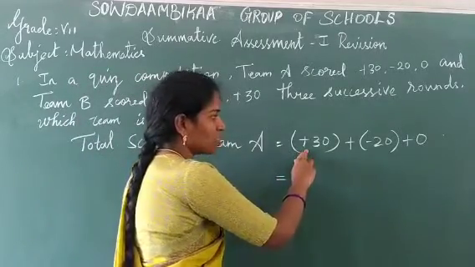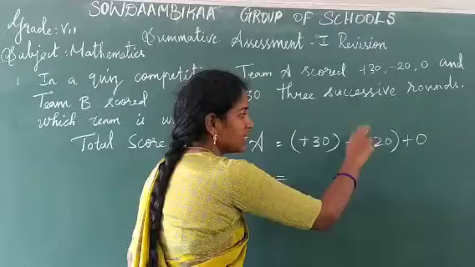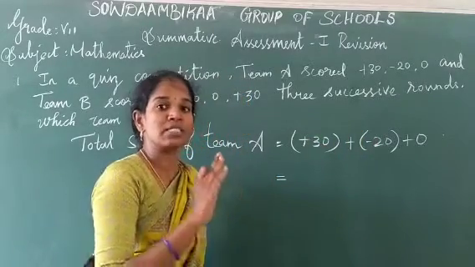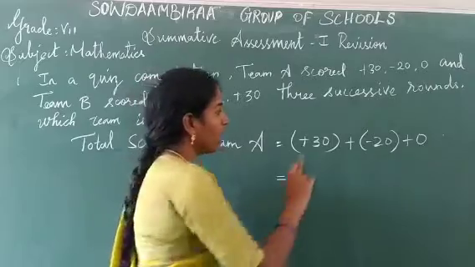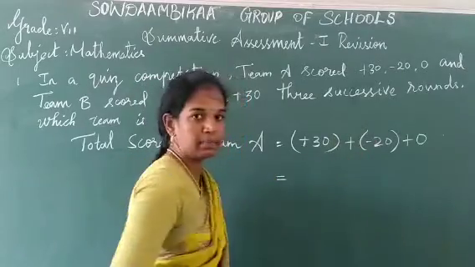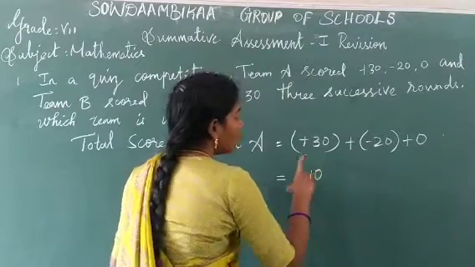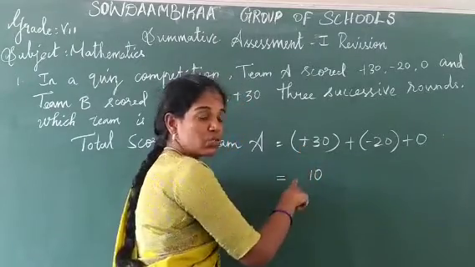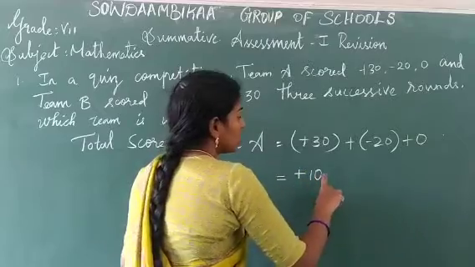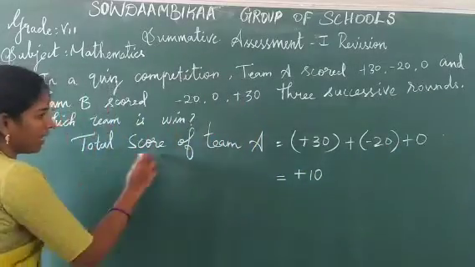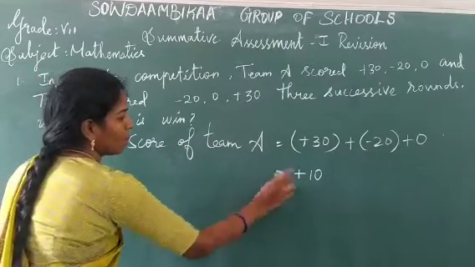One integer is positive, another integer is negative. Signs differ means we have to subtract the integers. 30 minus 20 comes plus 10, because the bigger number has a plus sign, so we put plus. 10 plus 0 again comes 10. Therefore, team A's total score is plus 10.